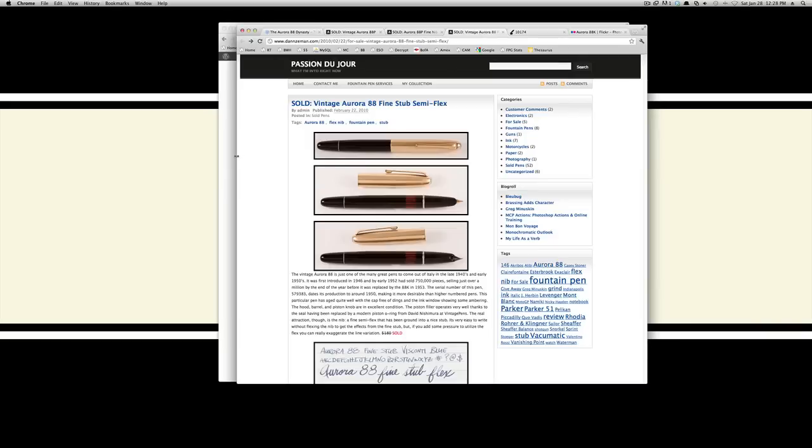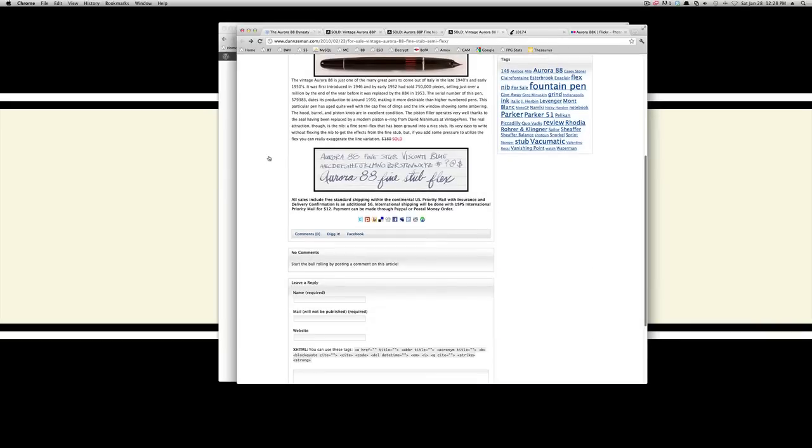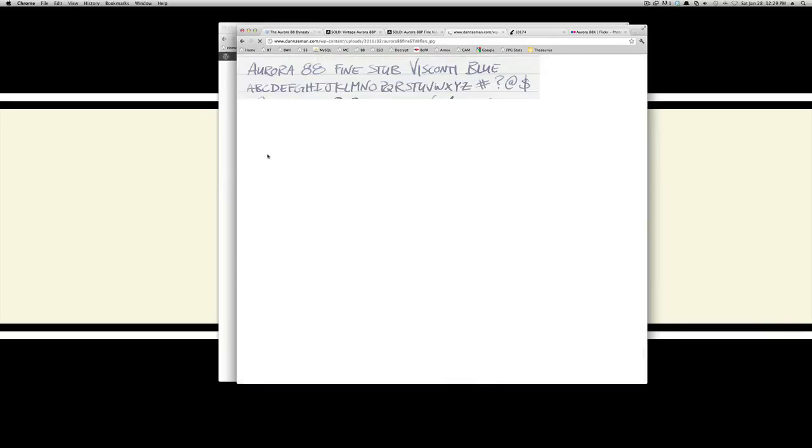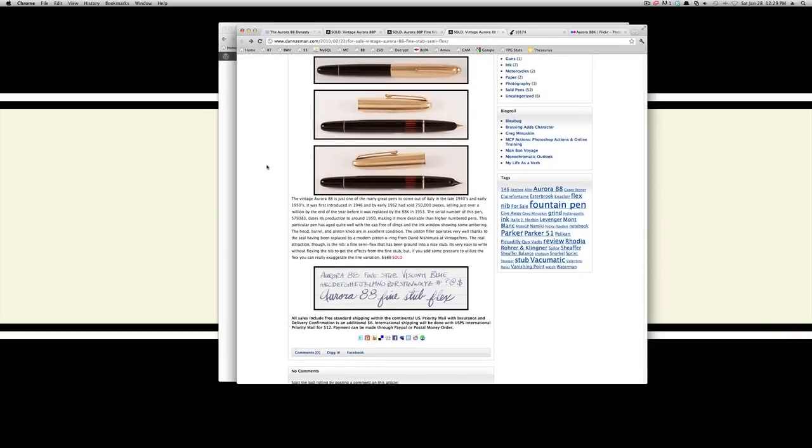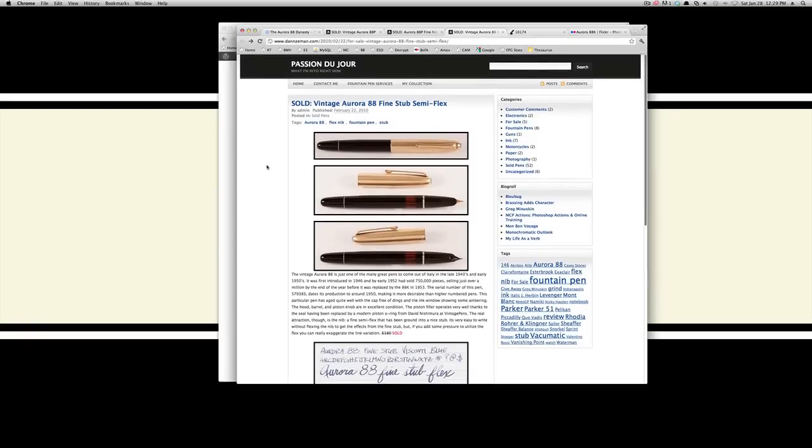It's hard when you're not familiar with a pen or you can't find it, to know what to sell it for. Is it worth more than I paid for it, or do I sell it for what I bought it for? I always keep my prices up there, but I strike through them and make sure I mark it as sold. Right, and the fountain pen community thanks you for that, Mr. Smith. Now, you said your website, it's called Passion du Jour, but it's danzaman.com.